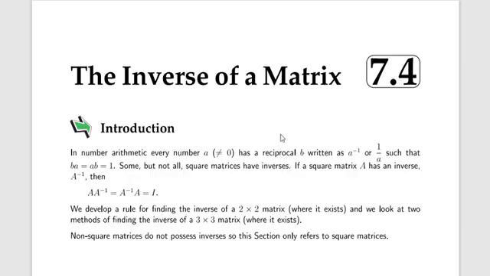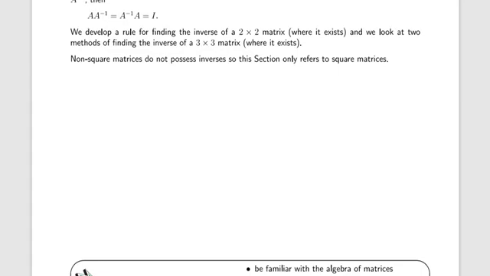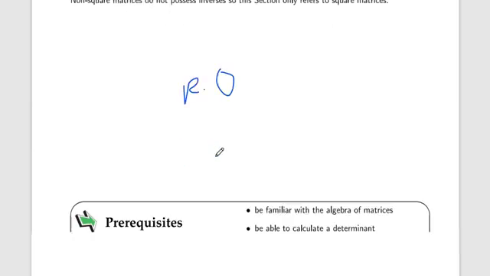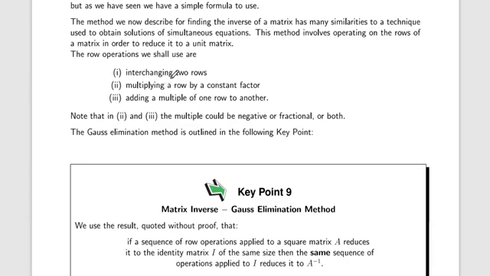Now the inverse of a matrix is the same as Gauss-Jordan elimination. In the inverse of a matrix we also have row operations, three row operations: interchanging two rows, multiplying a row by a constant factor, and adding a multiple of one row to another. These three row operations remain the same in all the matrix operations: Gaussian elimination, Gauss-Jordan, and inverse of a matrix.